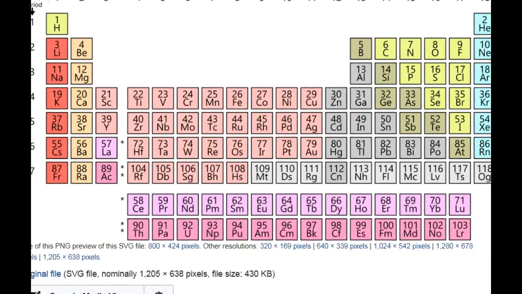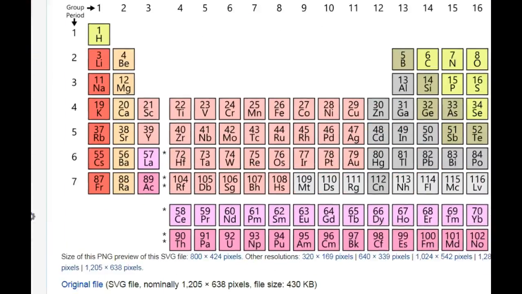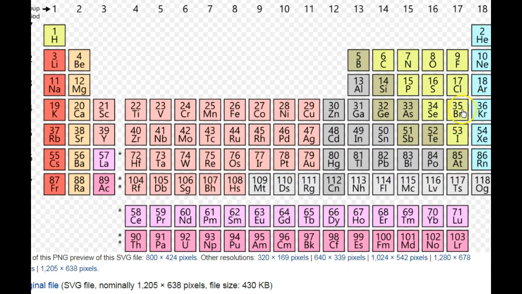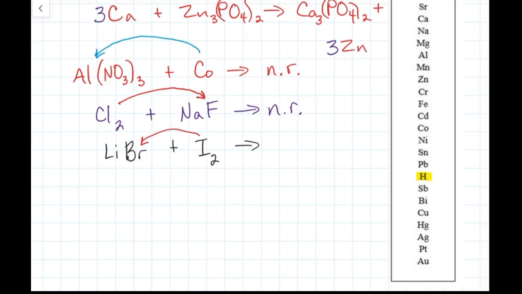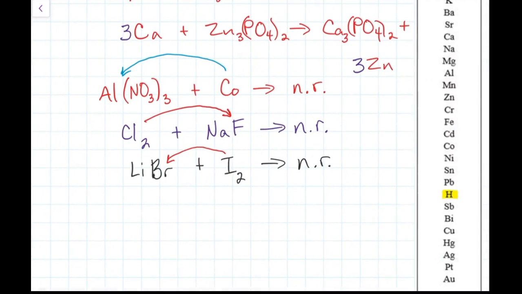And if we look at the periodic table, iodine is below bromine, so iodine cannot replace bromine. So this is going to be another no reaction. So there you go. When it's a metal, you're going to use the activity series. When it's a non-metal, it's going to be a halogen, and you're going to be using the periodic table to predict whether or not it's a reaction. And then it just comes down to, if it is a reaction, predict the products and balance.